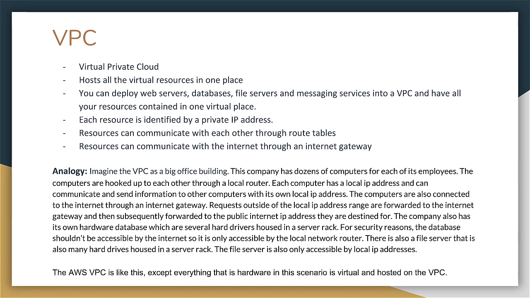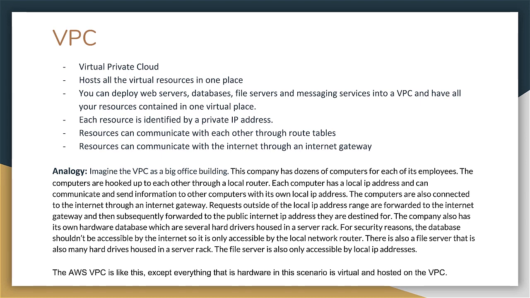In resources such as EC2, which is a virtual computer, you can deploy databases, file servers, and things along those lines. And each resource is identified by a private IP address. And this is what allows you to communicate within your VPC. For example, a database has to communicate with a web server, but it's not going to do this over the internet. You're just going to communicate over the VPC.